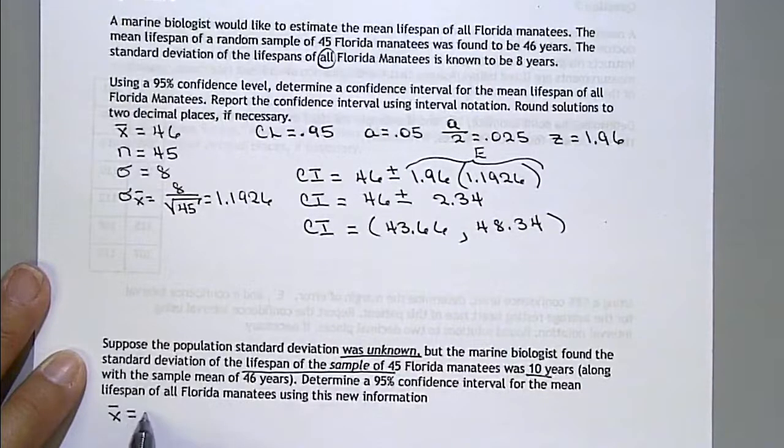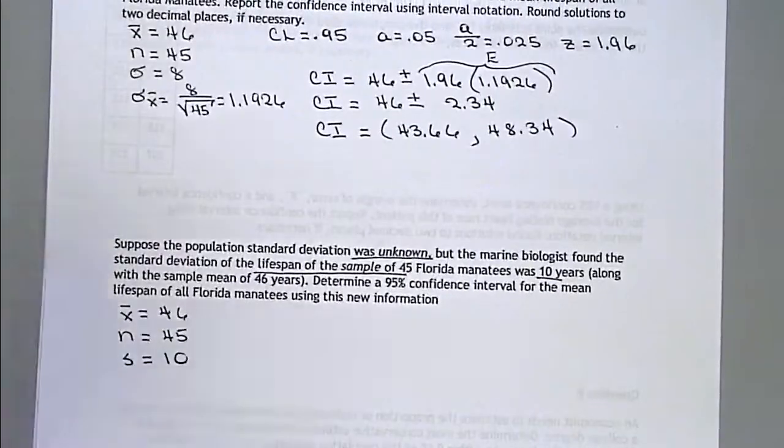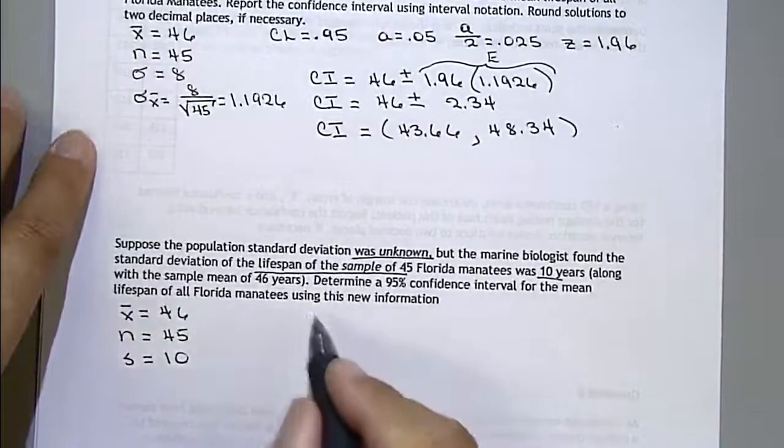We got the sample mean, it's still 46. We got the sample size, it's still 45. We know the sample standard deviation is 10. Use S. Use the right symbols, okay, so that you got this right. S is the sample standard deviation. So we know it, and we want a 95% confidence interval.